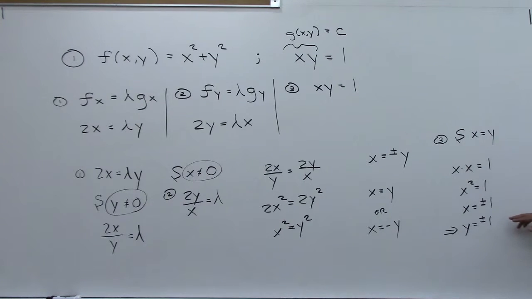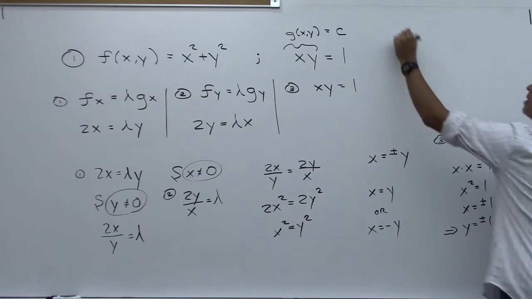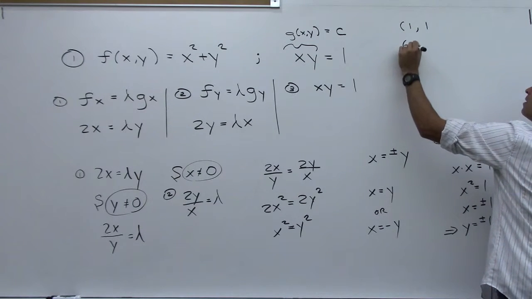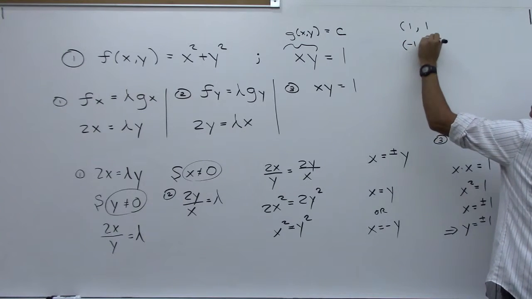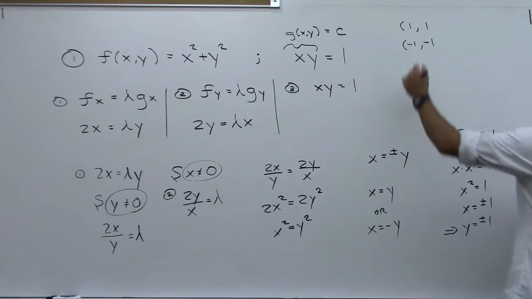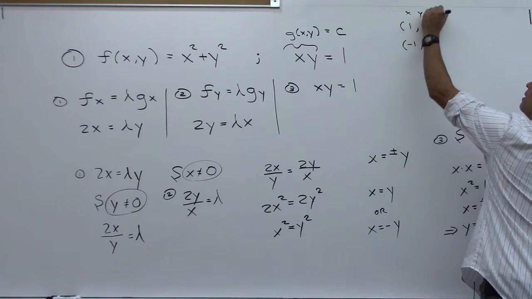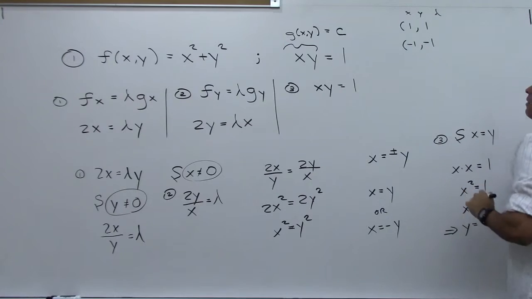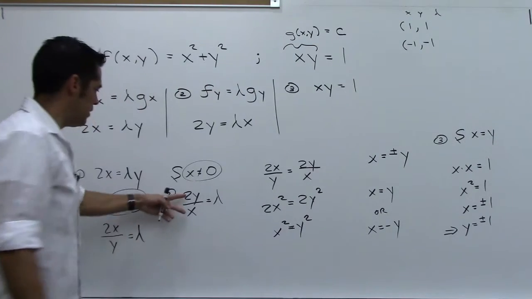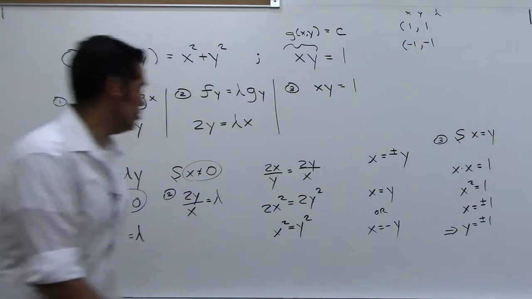So look at the way this works. X has to be equal to y. So if x is 1, I'm going to write these down. If x is 1, then y must be 1. If x is negative 1, then y must be negative 1. That's what these two things are saying. And I can actually get lambda from this also. Remember, I like to write these things x, y, lambda, just so I can figure out what they are. Let's say that x and y are both 1. I can come back over here. If x and y are both 1, lambda's 2.